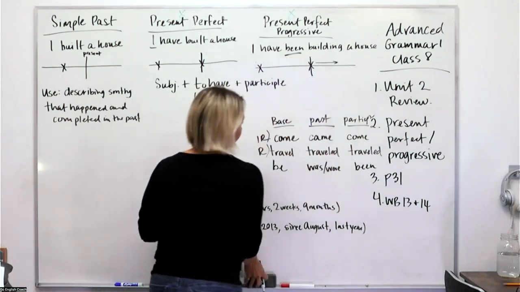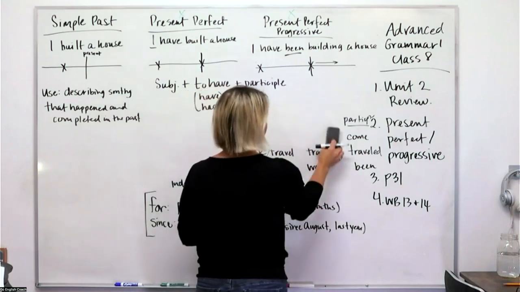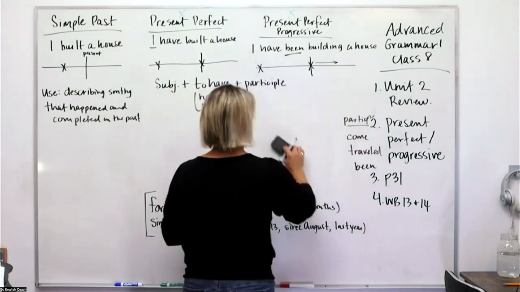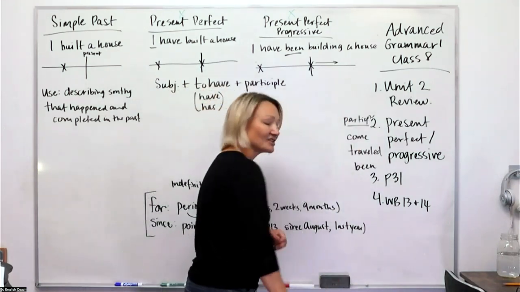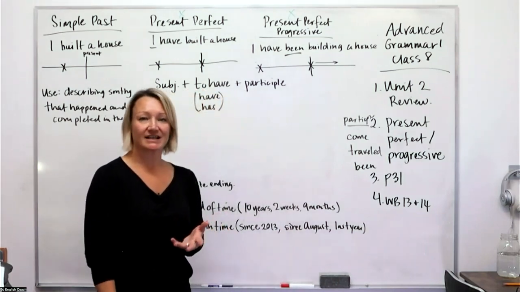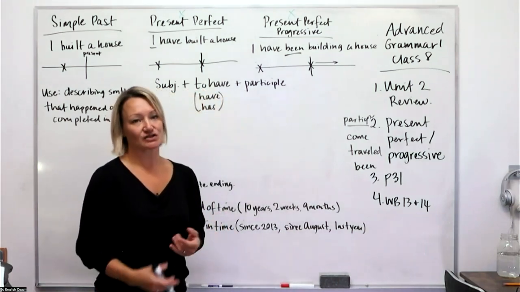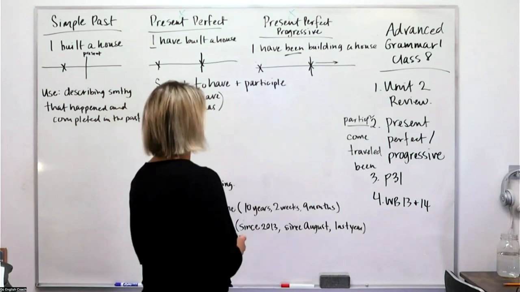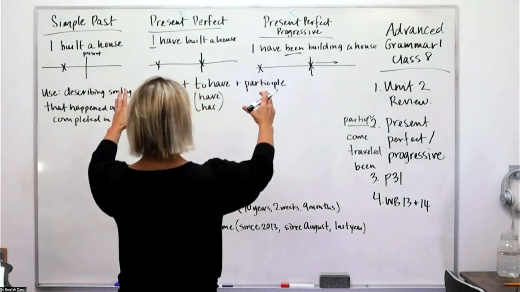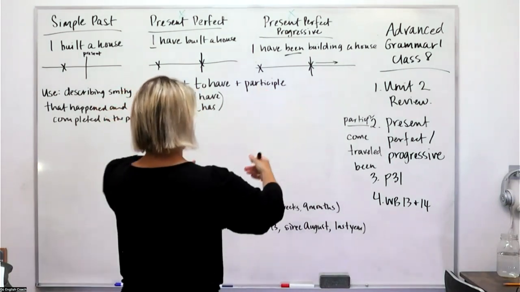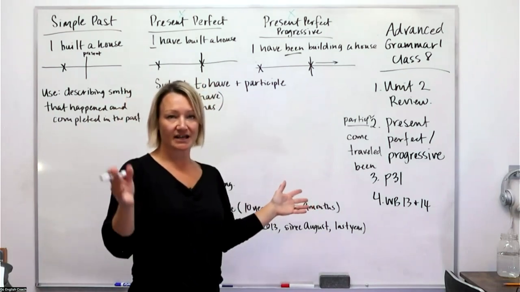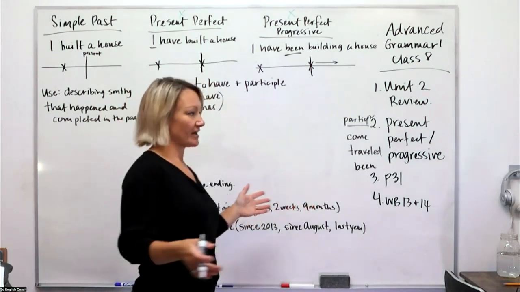All right. So what we're using for this here is the participle, this part, which sometimes looks just the same as the past tense, and sometimes it does not. So you really need to practice those. Okay. So this is our formula. I have built a house. That is something that started in the past and is now completed.